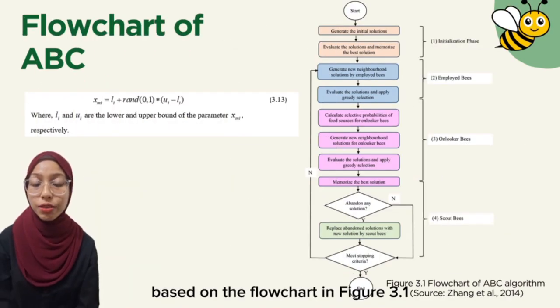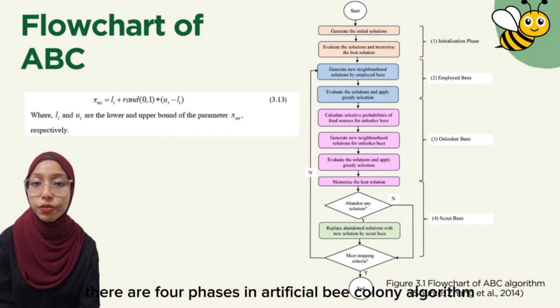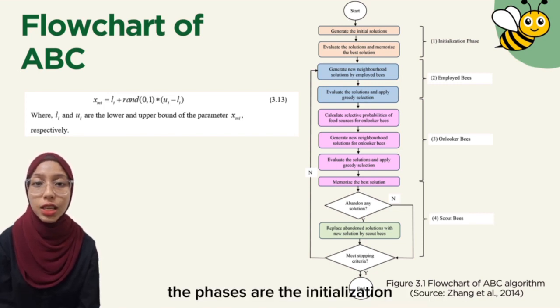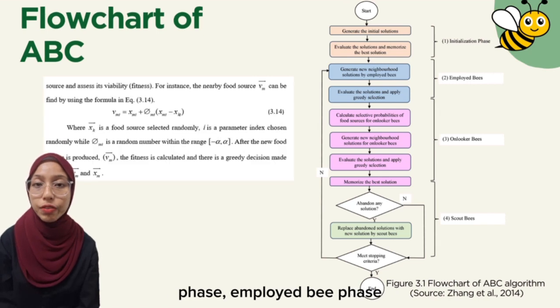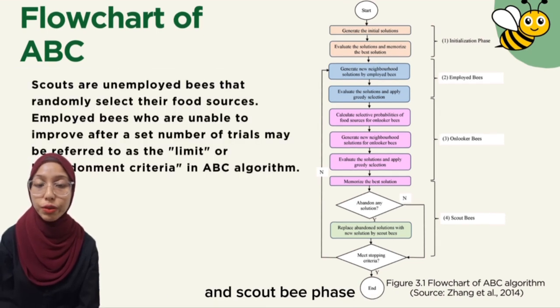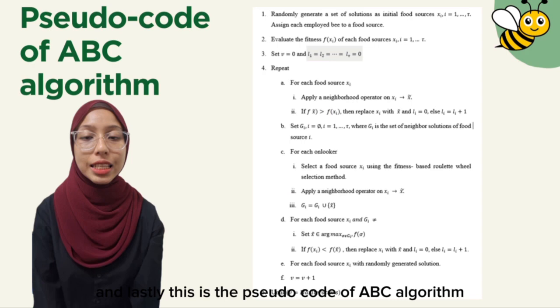Based on the flowchart in figure 3.1, there are 4 phases in the artificial bee colony algorithm. The phases are the initialization phase, employed bee phase, onlooker bee phase, and scout bee phase. And lastly, this is the pseudocode of the ABC algorithm.